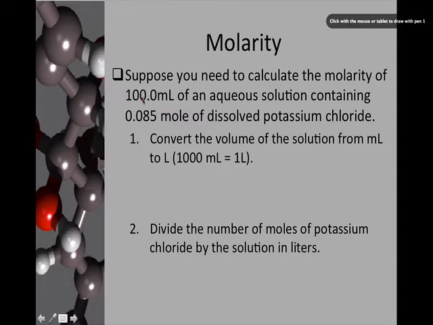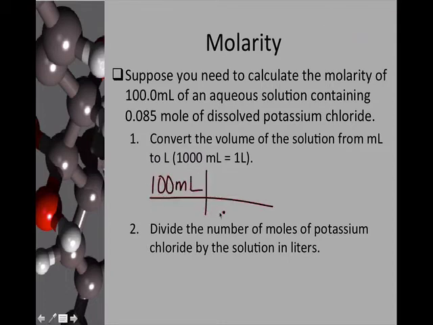So you may either slide the decimal 3 places to the left, or you could use this conversion factor and just set up a quick dimensional analysis table that there's 1,000 milliliters in a liter and do the division, and you end up with 0.1. So that's the first step.